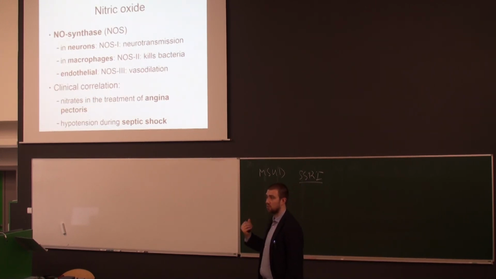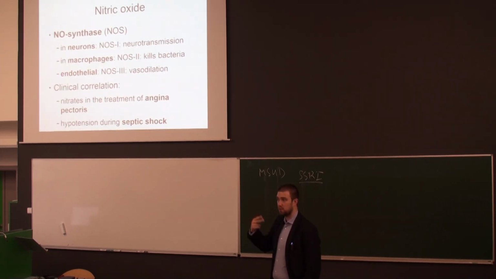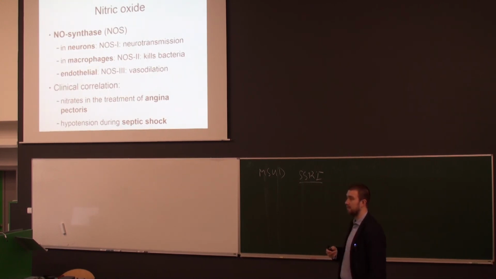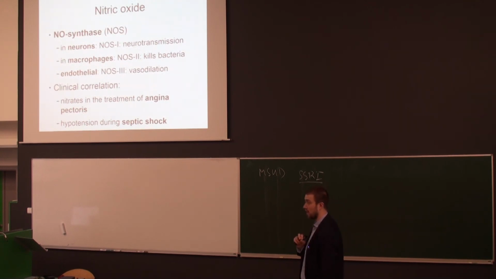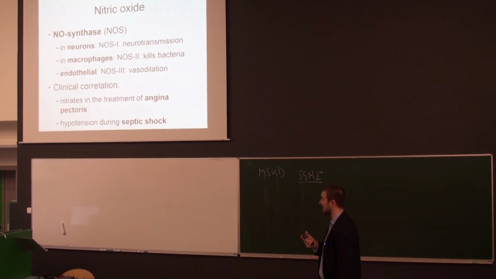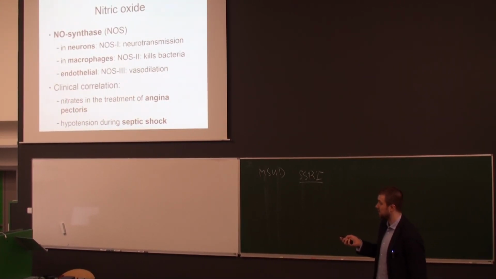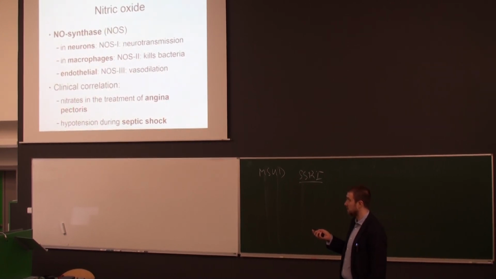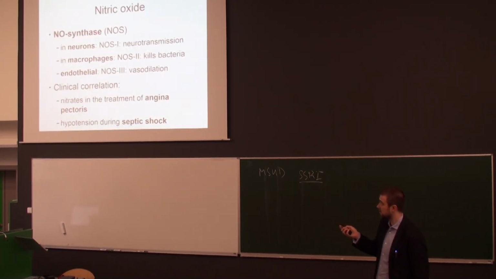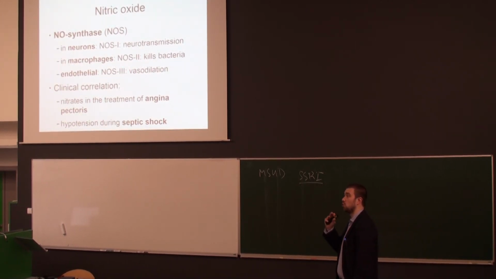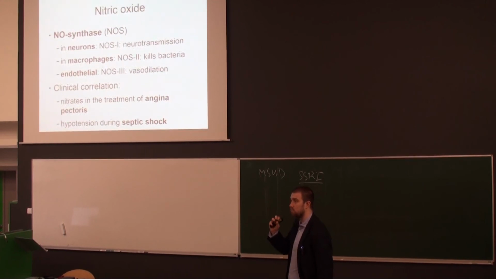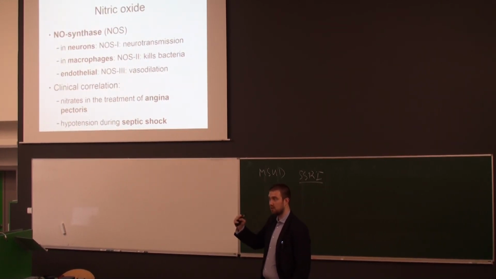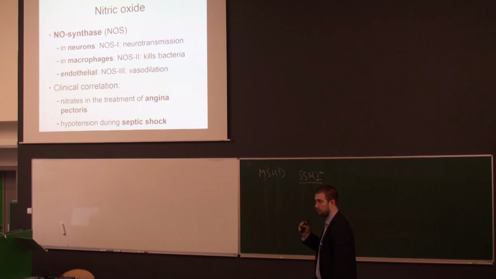These things have some correlations for you. If you read books, you can read that people that have angina pectoris, that means narrowing of coronary arteries in your heart, if they have an attack of angina pectoris, they take nitrates. The explanation is quite simple. Nitrates will generate nitric oxide, therefore causing vasodilation, and therefore you will have for some time improved vascularization of the heart muscle.